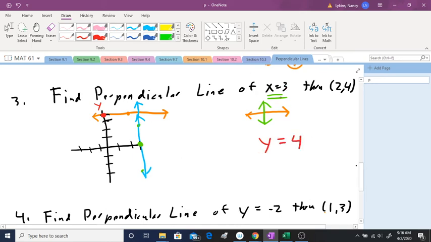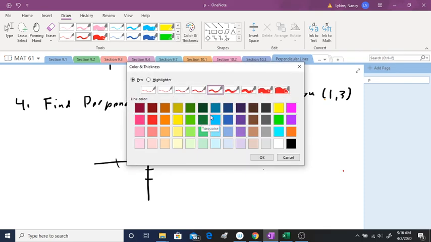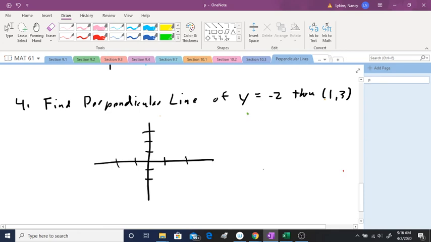So the perpendicular of x equals 3, take a look at this. It's going to be the opposite letter, which is y, and it's the y value of our point, which is 4. Same thing with finding y equals negative 2 that goes through (1, 3). So what I'm going to do first is, the y goes horizontal, so I'm going to pick negative 2. Like I said, on our computer programs, you could pick any point, and then we're going to connect the dots.